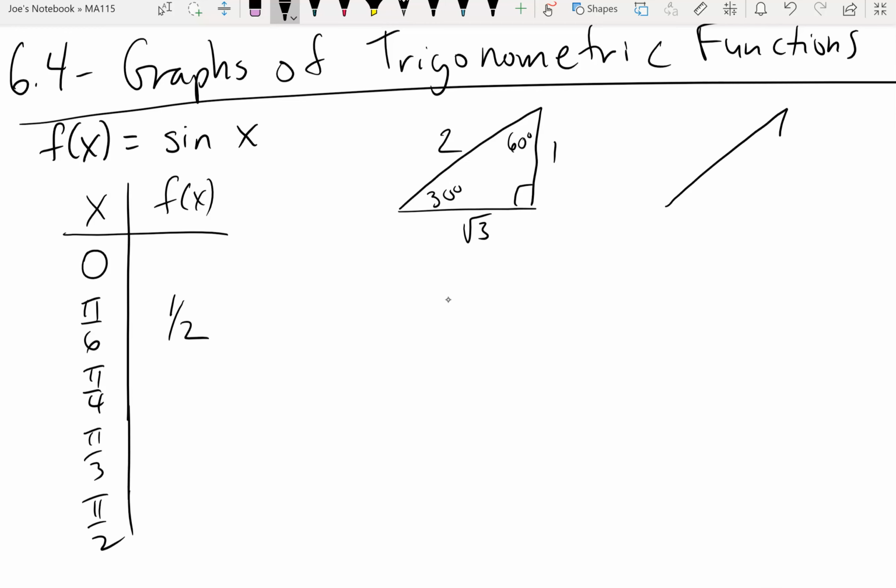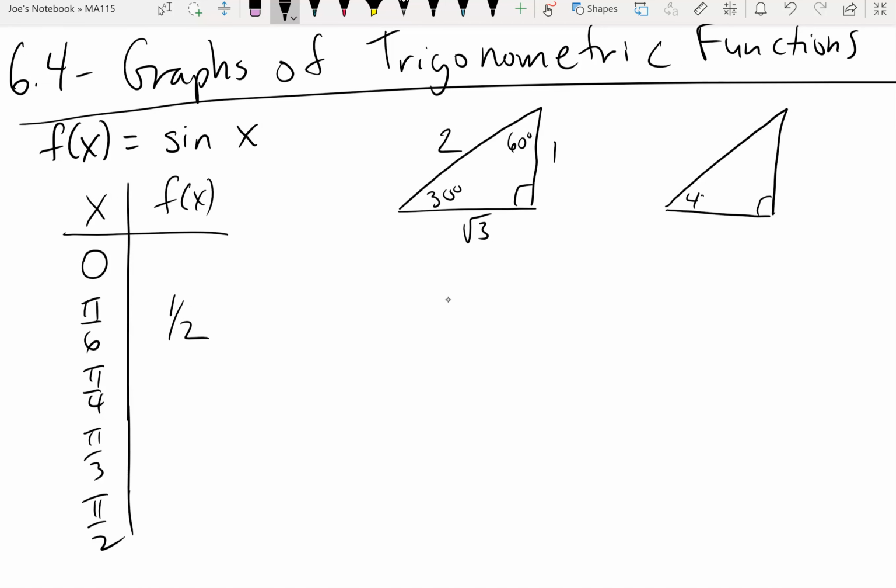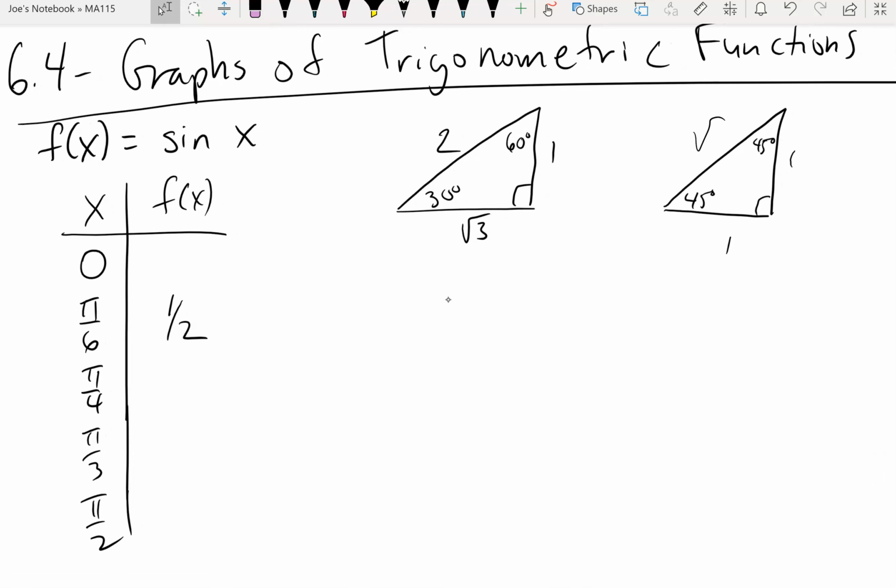For pi over 4, in degrees, what's that the same thing as? 45. It's going to be 1 over square root of 2, right? Because that's 1, 1, square root of 2 for the hypotenuse there. So this is 1 over root 2. For pi over 3, in degrees, that's the same thing as 60, right? So we're going to get what? Root 3 over 2, right?